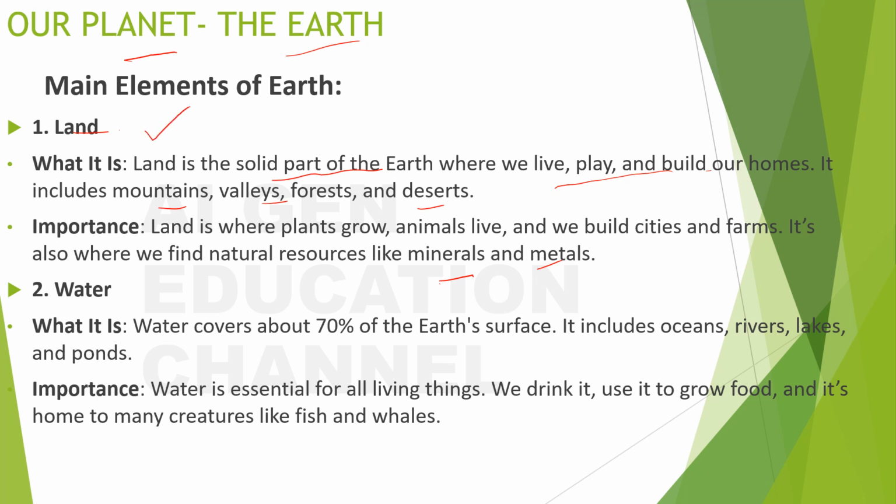And how about water? Water is also very important, and you know that 70% of the Earth's surface is covered with water. It includes oceans, rivers, lakes, and ponds. Okay. Next, what is essential for all living things? We drink it, use it, grow food, and it's home to many creatures like fish and whales, right?